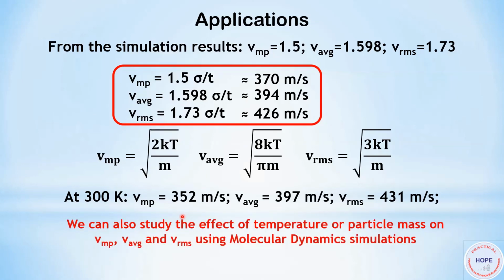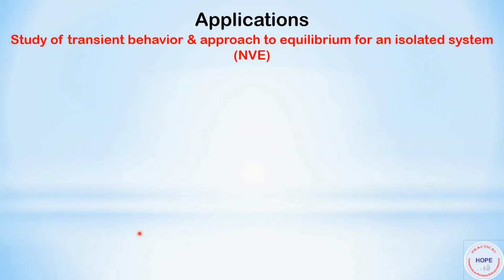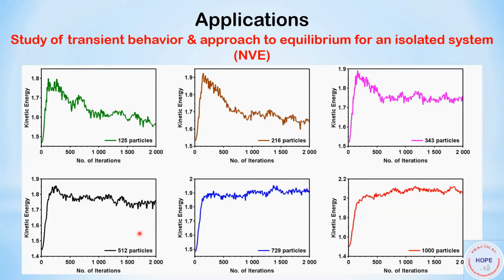We can also study the effect of temperature or particle mass on VMP, V average and VRMS using molecular dynamics simulations. Then we can also study the transient behavior and approach to equilibrium for an isolated system. These are the curves. First plot is for 125 particles. Here you can see initially kinetic energy is rising up and then slowly it is decreasing and reaching the equilibrium.